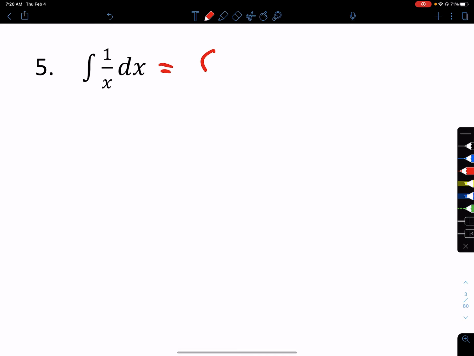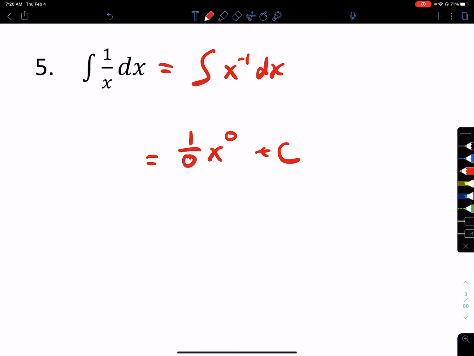This is written, if we don't want fractions, if we want to write it in polynomial form, quote unquote, x to the negative 1 dx. Now terrible things are going to happen here. If I add 1 to the exponent, I get 0. And then if I multiply by the reciprocal of 0, I get 1 over 0 plus my arbitrary constant.